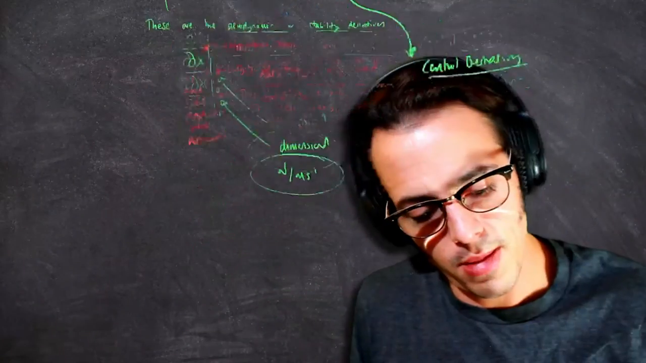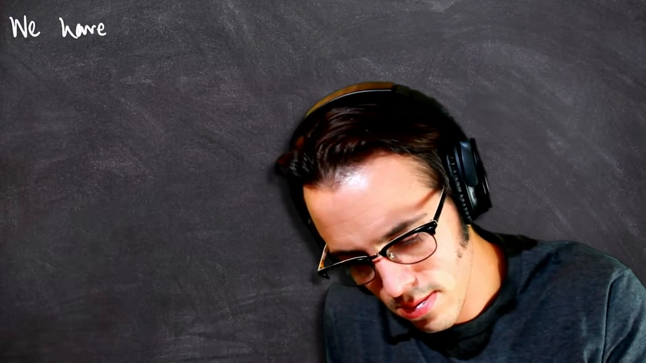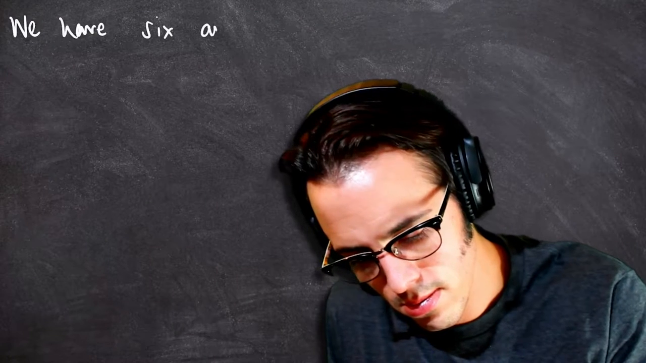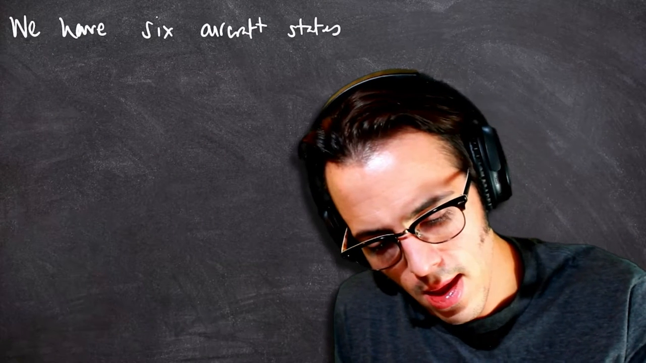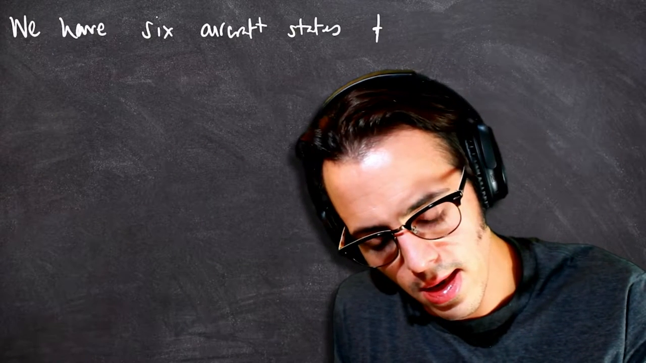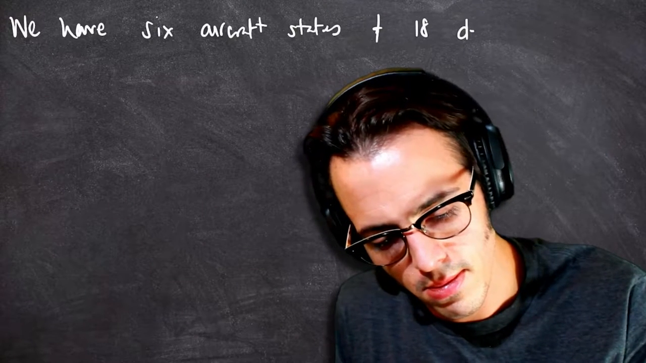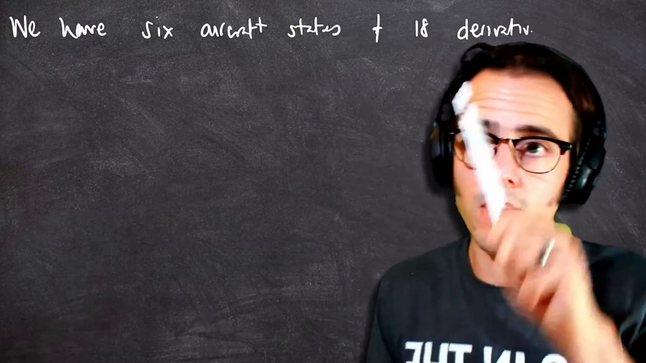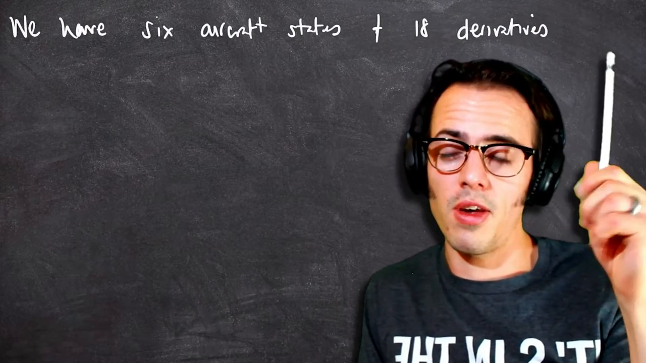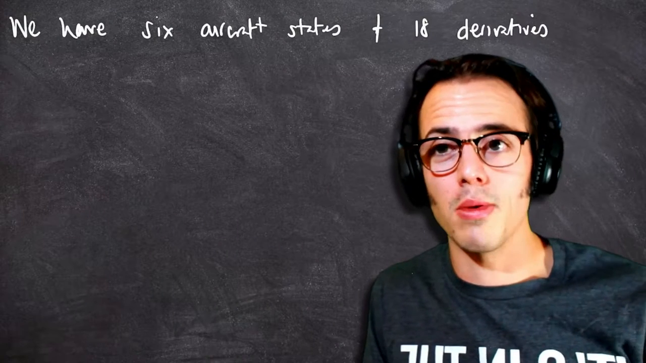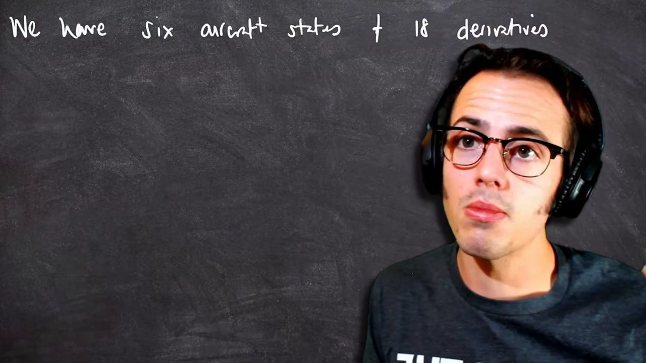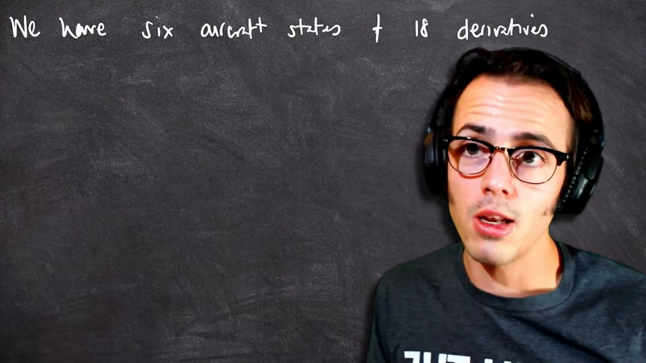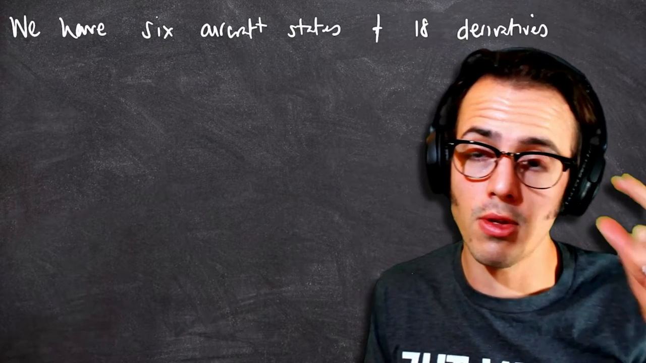So let's just think about how many of these we've got. We've got 6 aircraft states and 18 derivatives. And this is just the minimum that we've got at the moment. We've got these because we said it's going to be a function of u, v, w, p, q, and r, L, M, and N. So we've got u dot as well, v dot, and the same first time derivative of all of these. We could have included the second derivative of those as well.